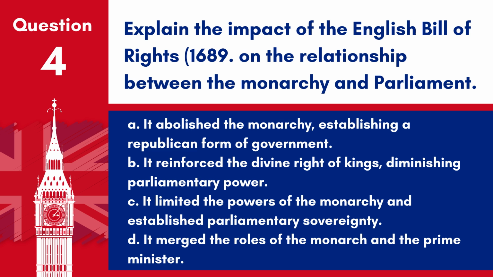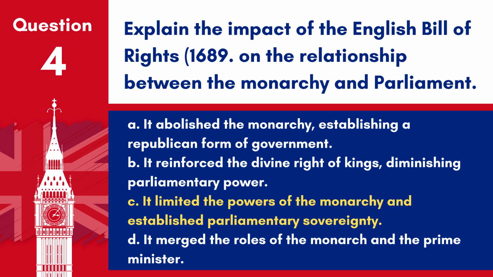C. It limited the powers of the monarchy and established parliamentary sovereignty. D. It merged the roles of the monarch and the Prime Minister. Answer. C. It limited the powers of the monarchy and established parliamentary sovereignty.